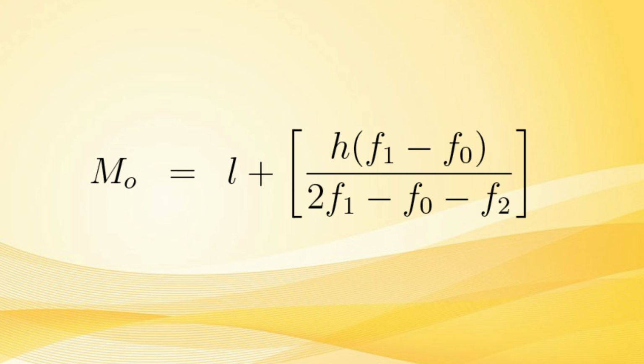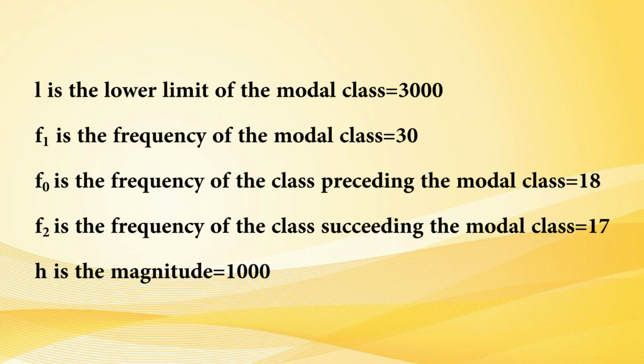Hence, the corresponding class 3000 to 4000 is the modal class. In order to compute the mode, the formula used is mode is equal to L plus H into F1 minus F0 divided by 2 into F1 minus F0 minus F2, where L is the lower limit of the modal class, which is equal to 3000.